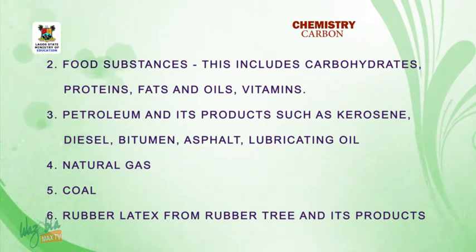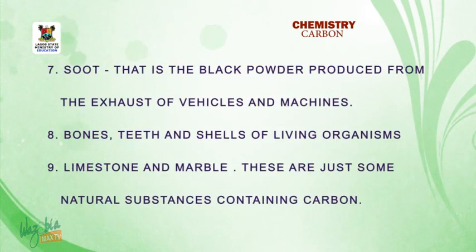Number 4, natural gas. 5, coal. 6, rubber latex from rubber tree and its products. 7, soot, that is the black powder produced from the exhaust of vehicles and machines. 8, bones, teeth, and shells of living organisms. And 9, limestone and marble. These are just some natural substances containing carbon.